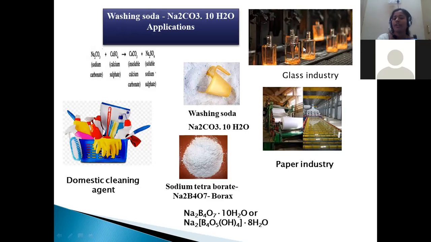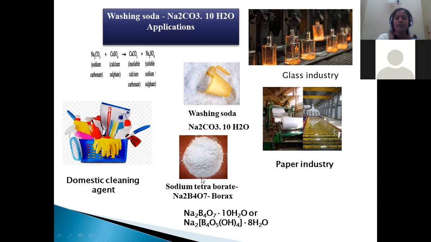So this washing soda can be employed in the glass industry. It is one of the ingredients used to synthesize glass; most of the glasses are made up of borosilicates. In that glass synthesis, this washing soda is one of the essential ingredients. And this washing soda is also used as a cleansing agent in the paper industry, to remove whatever impurities are present in pulp and paper manufacturing. In order to remove all the contaminants present in paper manufacturing, this washing soda can be employed.